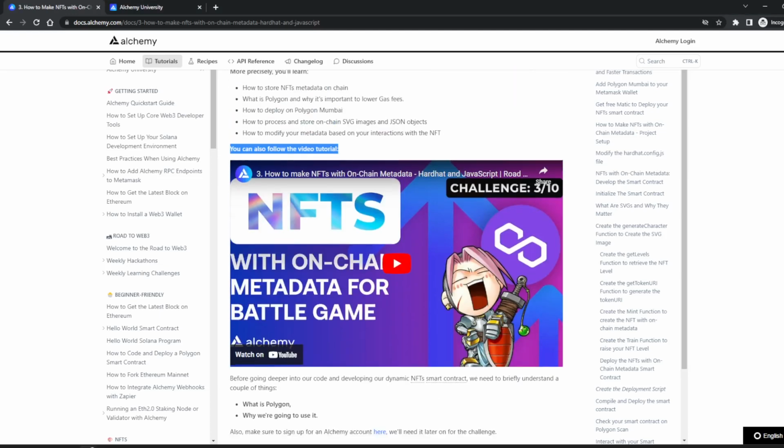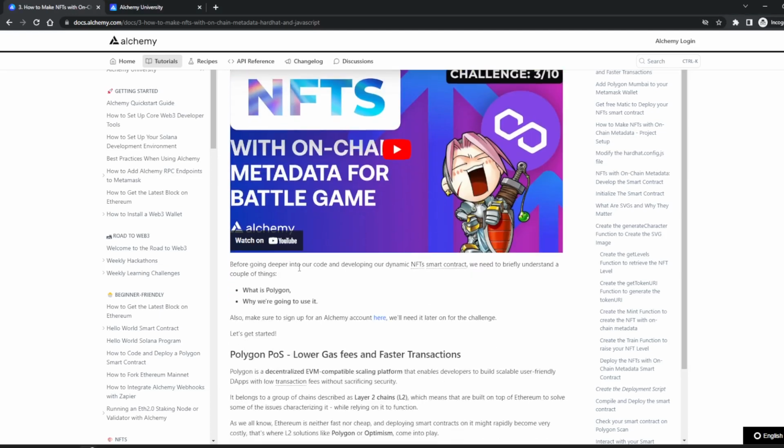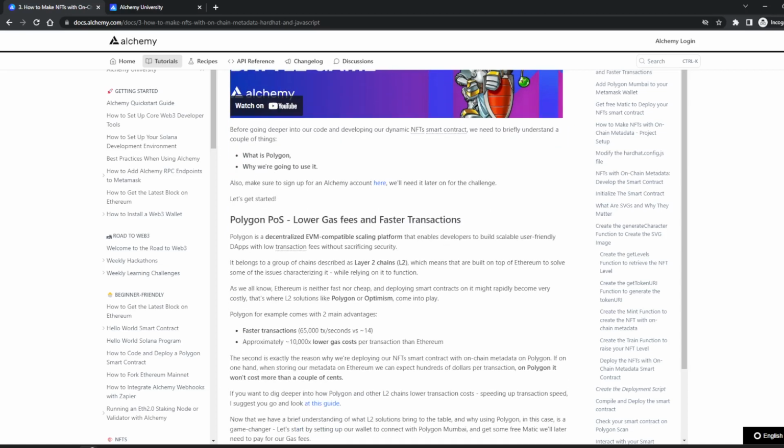Let's read it. Before going deeper into our code and developing our dynamic NFT smart contracts, we need to briefly understand a couple of things. What is Polygon? Why are we going to use it? Also make sure to sign up for an Alchemy account here. We will need it later for the challenge. We already have an account with Alchemy.